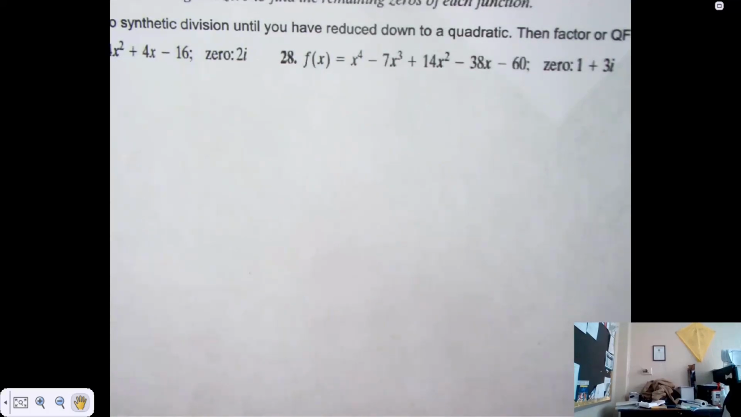Let's see, it says use the given 0 to find the remaining zeros of each function. It doesn't say look at the graph. It says use that given 0. Now, Friday we did synthetic division. We're still doing synthetic division today. We're just doing synthetic division with complex numbers.